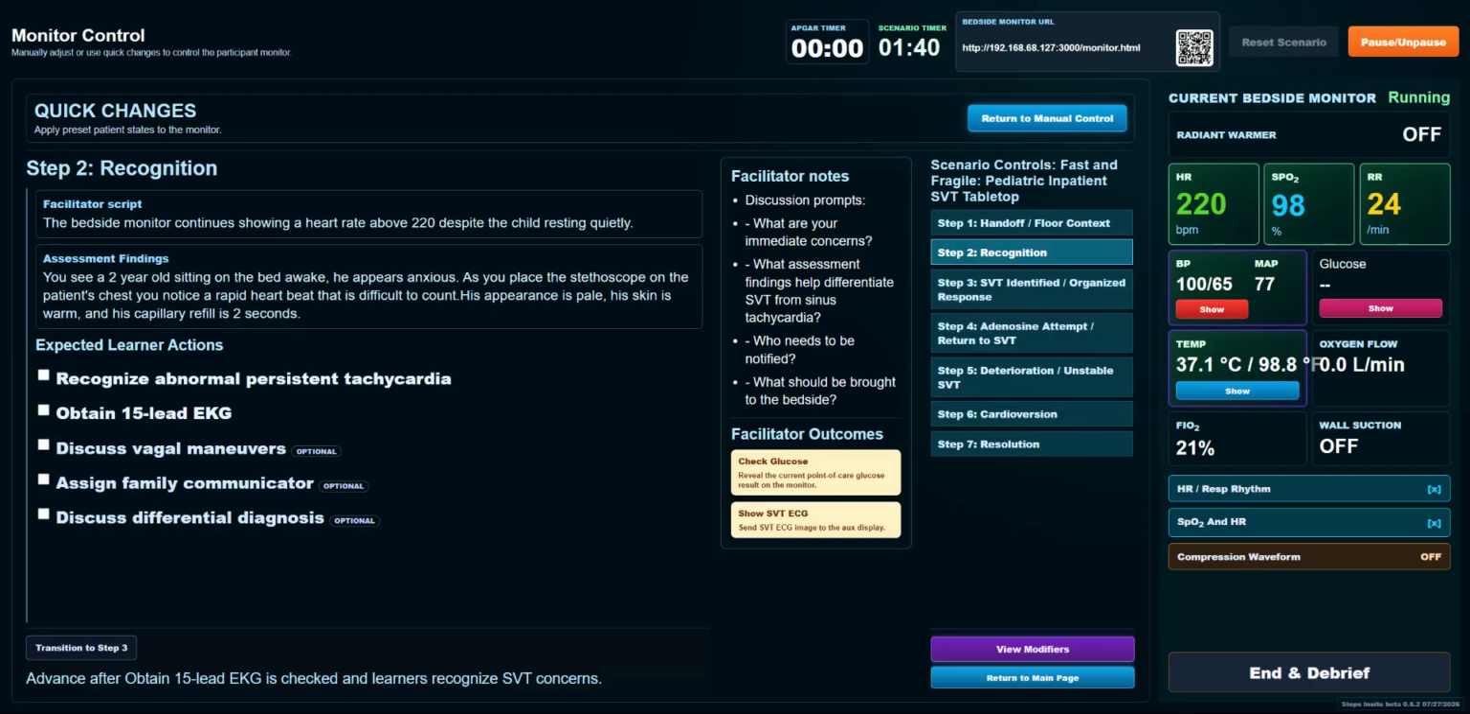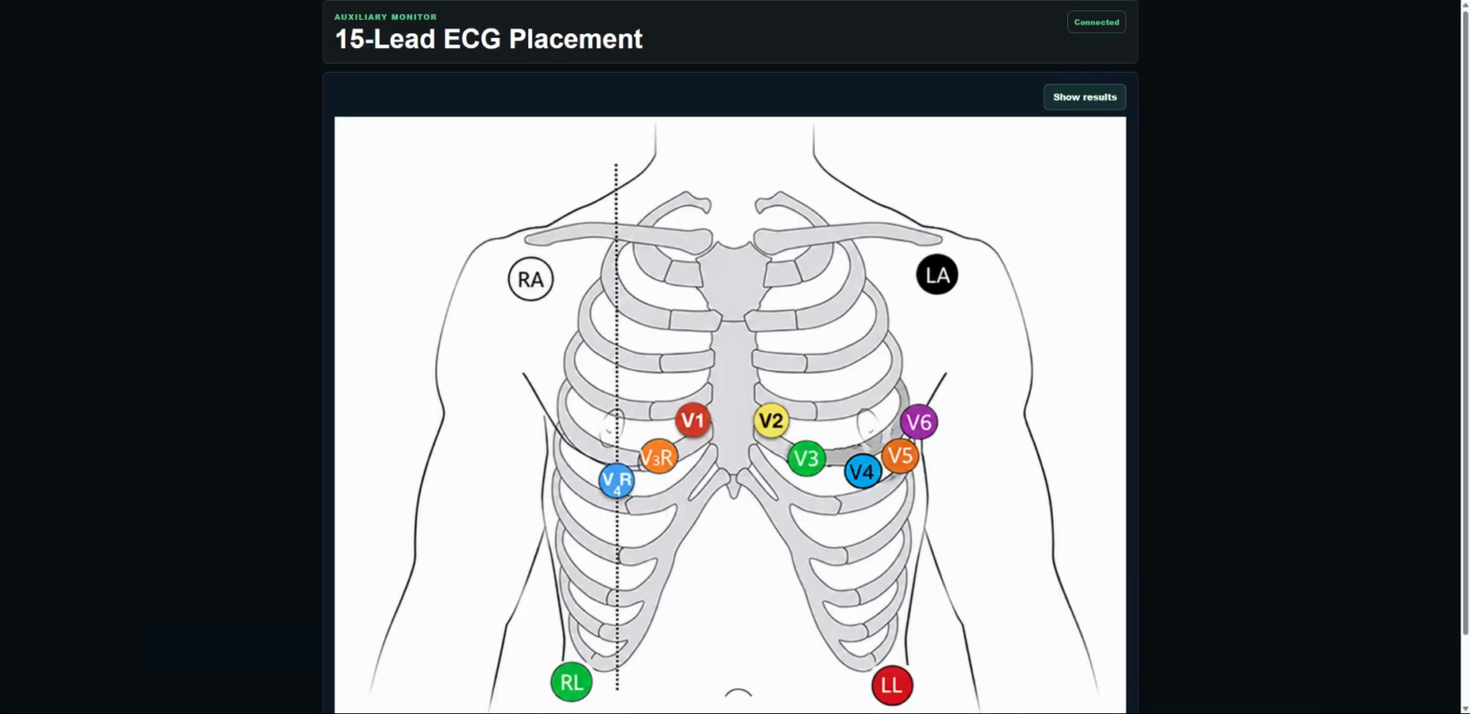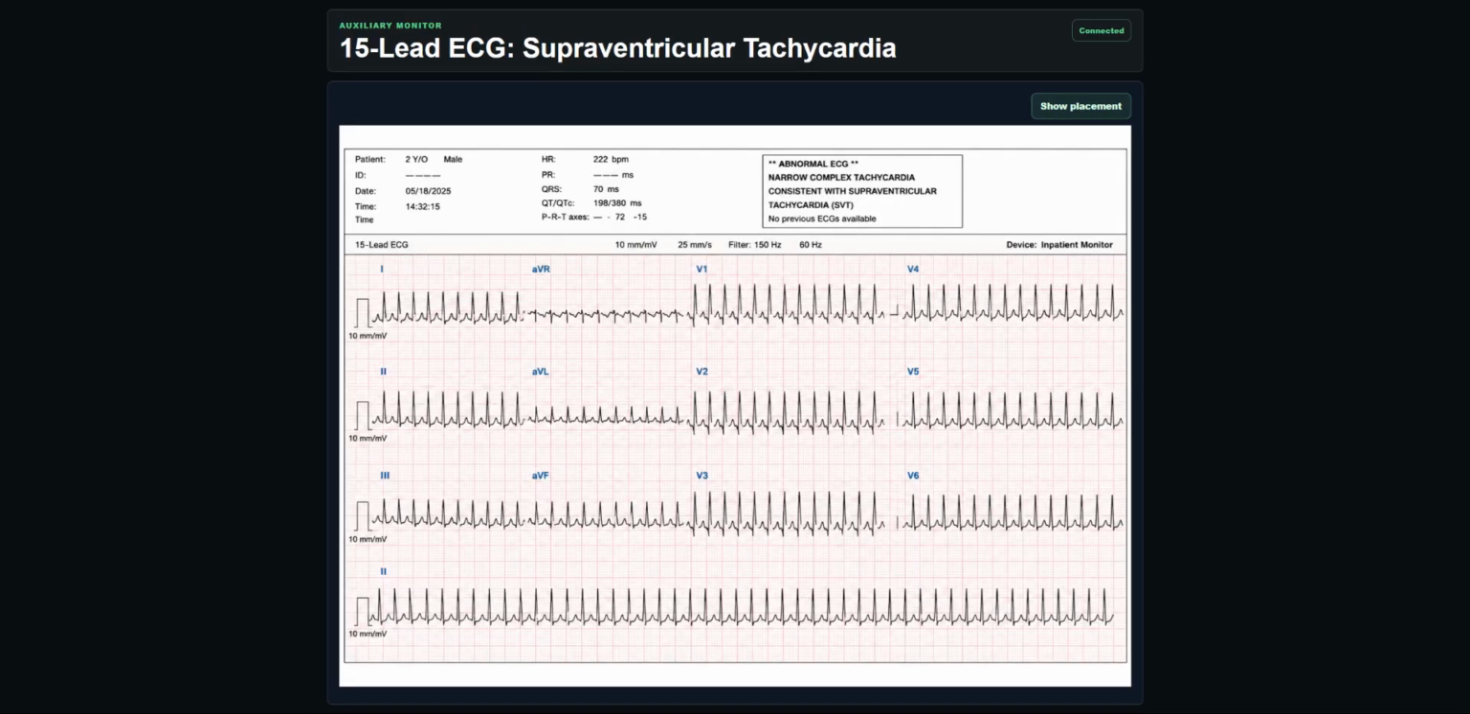it gives you a little bit more findings on the patient, and the team recognizes that there is abnormal persistent tachycardia, so they discuss it and want to obtain a 15-lead EKG. When they obtain it, it comes up with a little algorithm showing where to put the leads on. For our skills day, we have them put the leads on the proper position, and when they're ready, I click show results, so then they can read this: narrow complex tachycardia, discussing it as a team.